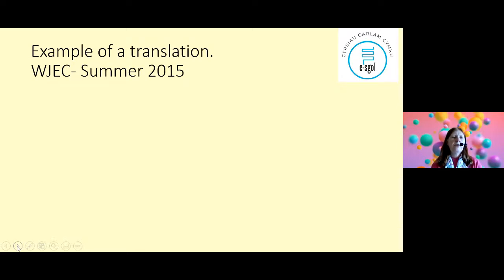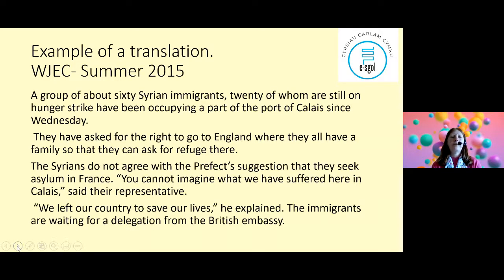Now, we are going to look at an example of an A-level translation, a WJEC A-level translation from summer 2015. Now, as you know, the translation is about 100 words in length. This translation here is exactly 100 words. The translation will be split into 4 equal parts. I would like you to take a minute now, please, to read through the translation which you see on your screen.